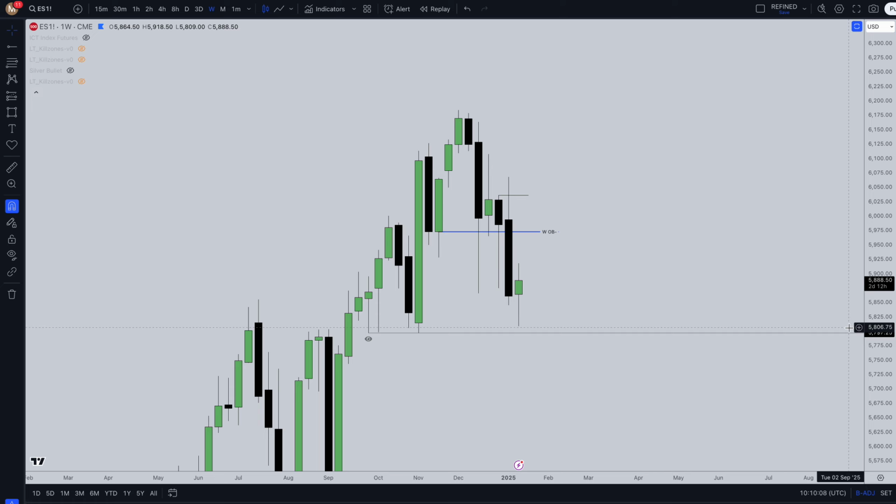Inside of that as well, I posted a free outlook, which you could have seen me mention, where I was looking for this setup and where I was looking to engage in the market, etc., etc.